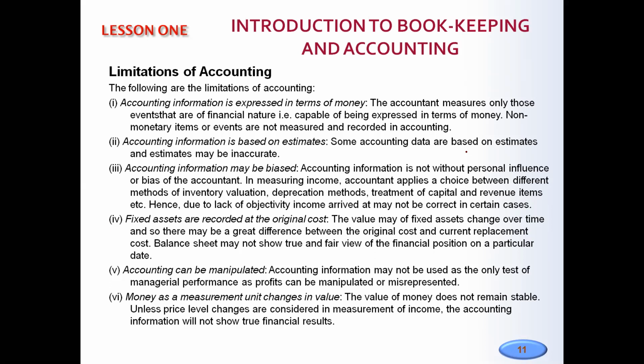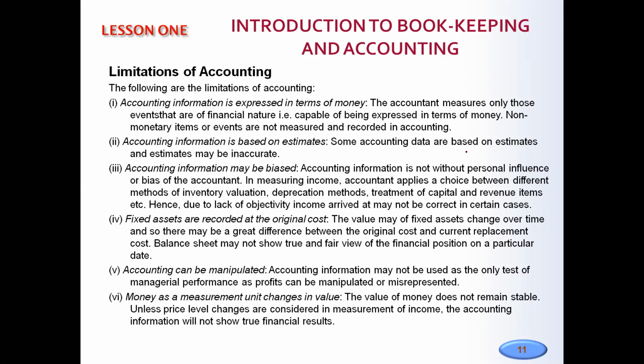Then accounting information may be biased. Accounting information is meant to be done without personal influence or bias of the accountant. In measuring income, accountants apply a choice between different methods of inventory valuation, depreciation methods, and treatment of capital and revenue items. Hence, due to lack of objectivity, income arrived at may not be correct in certain cases. What we are saying here is that there are different methods applied to arrive at accounting information. If two accountants prepare the same information using different methods, you'll find out that they will not arrive at the same thing.